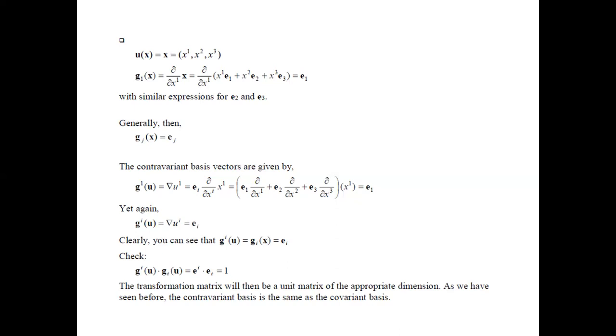Which is why I told you that for Cartesian coordinate systems, where the basis vectors are orthonormal, you don't need to distinguish between contra and covariant vectors. To check, g super i of u dot g sub j of u is e_i dot e_j, which is delta ij. The coordinate transformation matrix will then be a unit matrix of the appropriate dimension. As you have seen before, the contravariant basis is the same as the covariant basis.